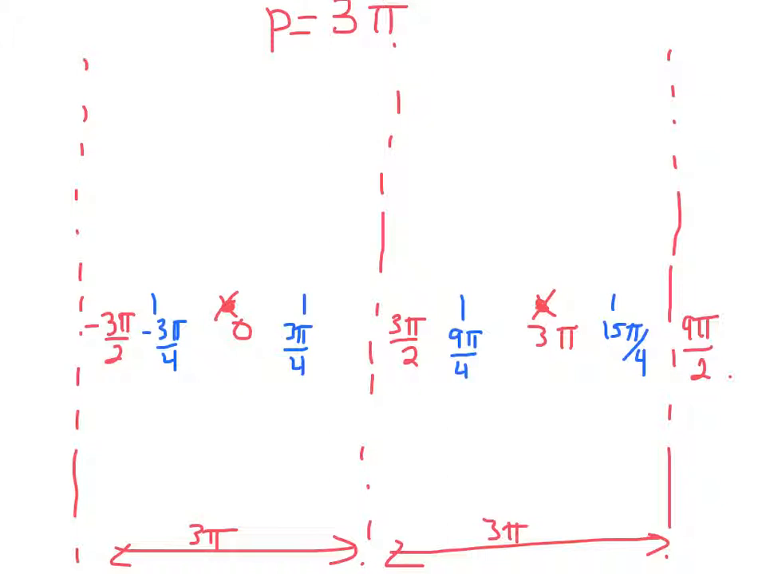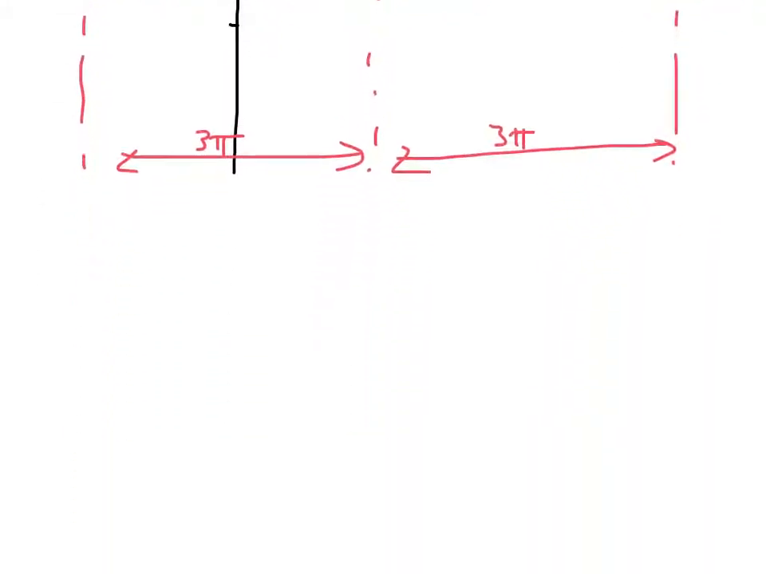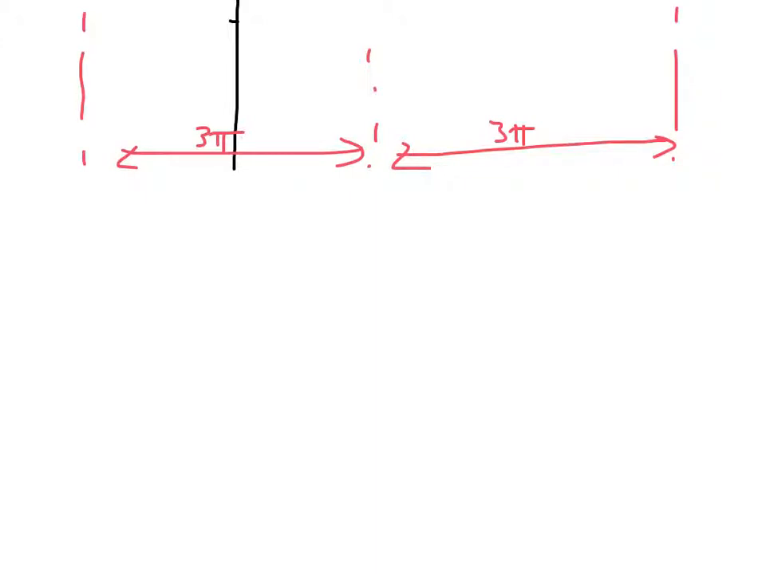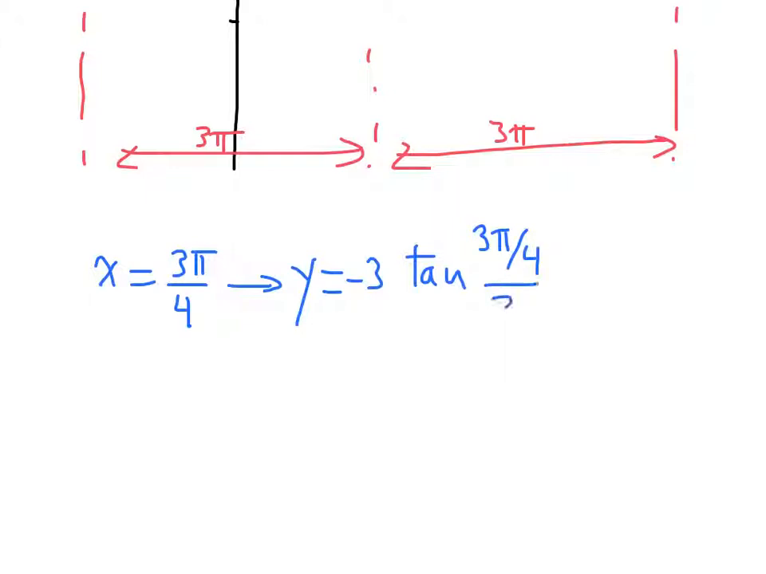What we want to do is select one of those blue points, the midpoints, and test it. Let's test x equal to 3 pi over 4. We want to plug it back into the initial function, y equals -3 tangent of x over 3, but x is 3 pi over 4 divided by 3. That gives us negative 3 tangent of pi over 4, which gives us negative 3 times 1, which is negative 3.